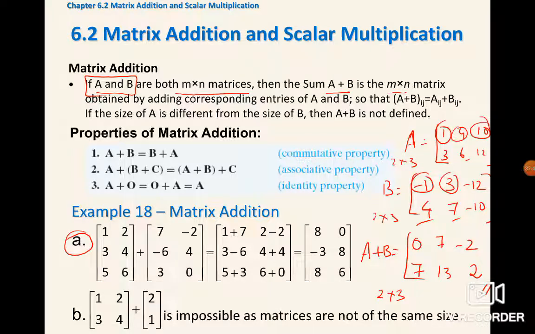You can try this example. And here B we cannot add because the sizes are different. Sizes of these two matrices are different. We cannot add this one. So that is it. Some properties of matrix addition being given here: commutative, associative, and identity matrix. The trivial properties.